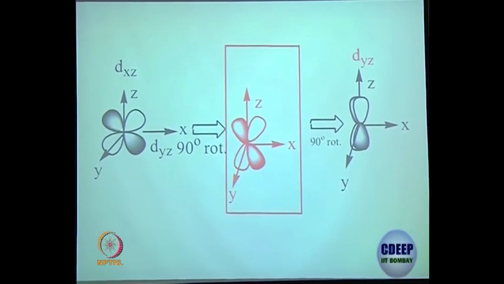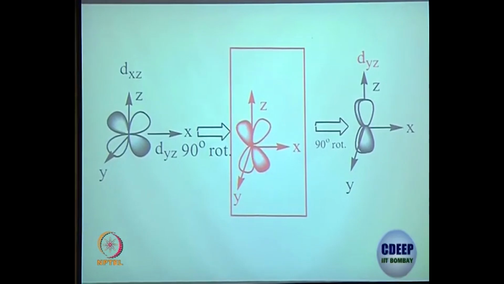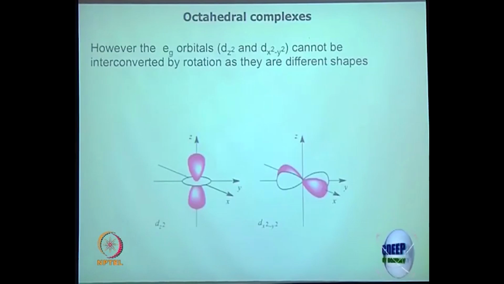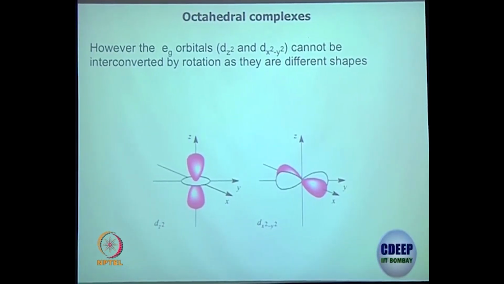You just rotate by 90 degrees, and you will be able to rotate dxy. So this plane to that plane to that, these three different planes you can see. Now as you see, dz2 and dx2-y2 are not interconvertible. So purely from EG orbitals, EG orbitals by themselves cannot give you any orbital angular momentum value. So only the spin-only value is considered.